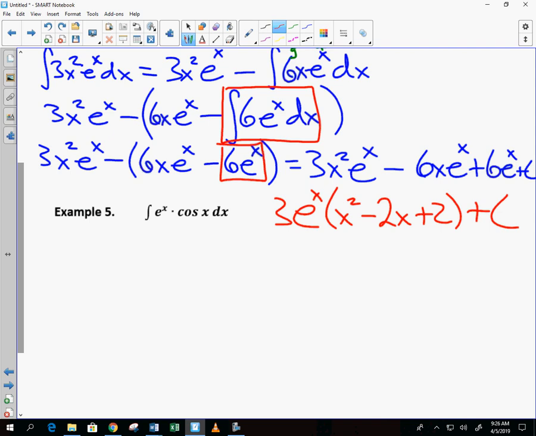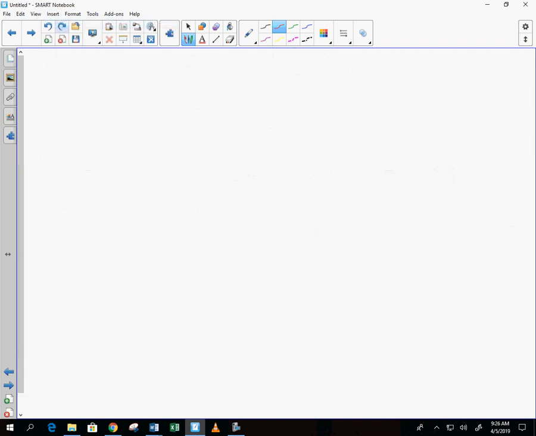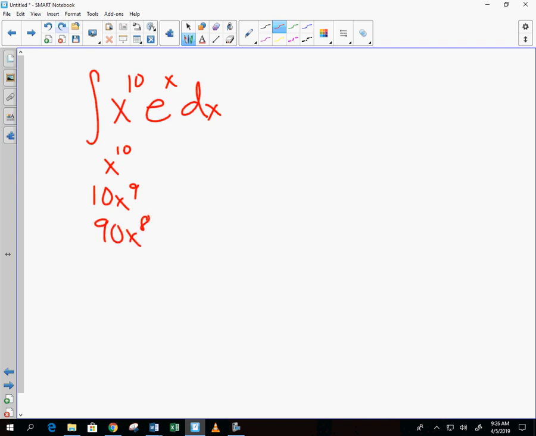But it only works in certain situations. So Chris is one step ahead. So on Monday and Tuesday next week, picture if you had this, x to the 10th e to the x. Well, then you would have x to the 10th, you would have 10x to the 9th, you would have 90x to the 8th, you would have 270x to the 7th. Like, it would take a while for that to go away, wouldn't it? So there's a pattern that develops, and I'd be happy to show you the pattern on Monday.